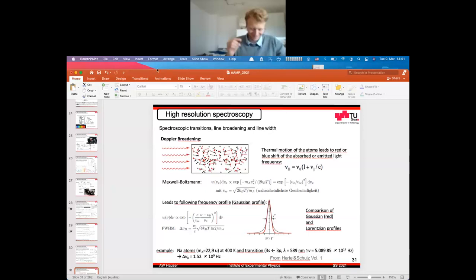You can see that the smaller the lifespans are in either the ground state or the excited states, the broader your line for this type of excitation from I to K will be.